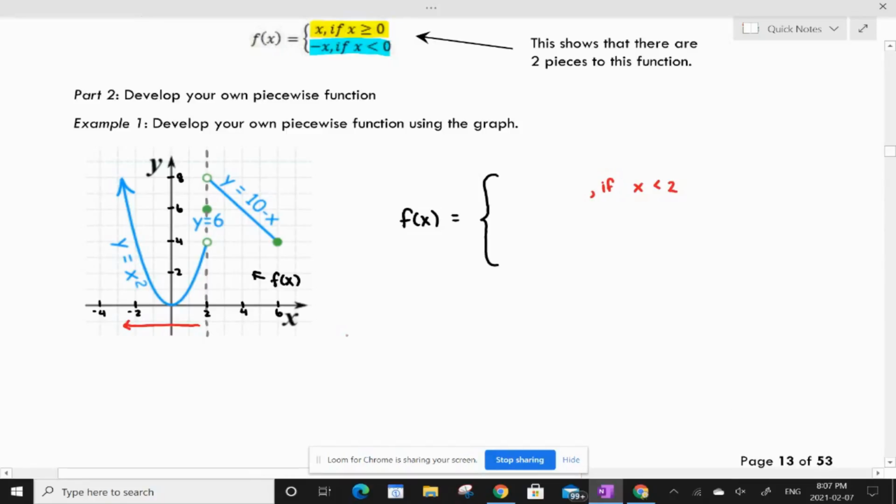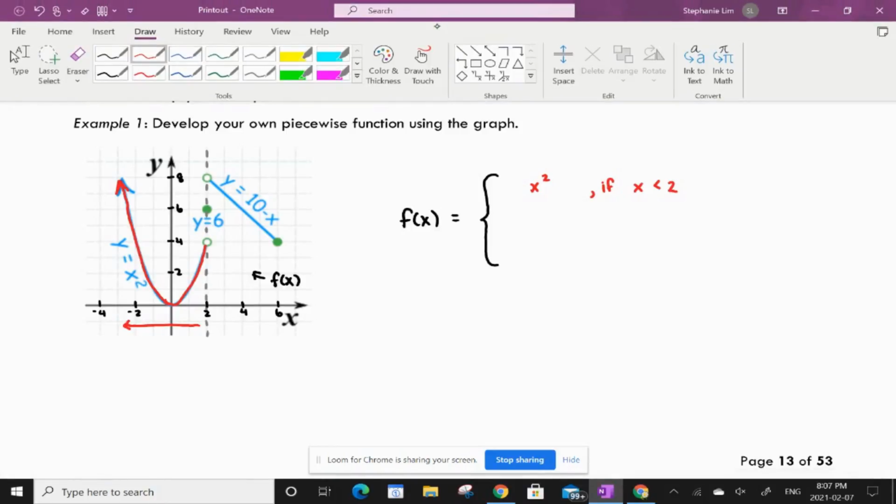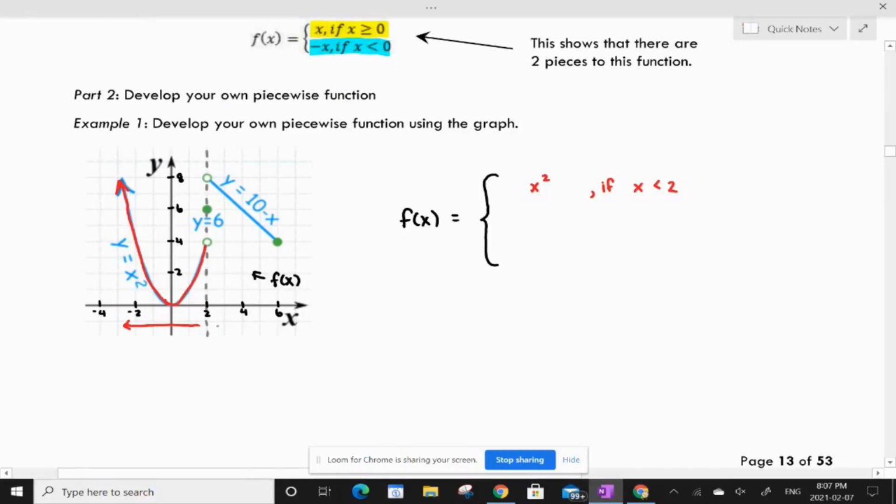So if I'm taking a look at that portion there, I notice that on the left-hand side of 2, I've got this parabola. So that means when x is less than 2, the portion of the graph can be described by x squared. And then I notice I also have everything to the right of x equals 2. So if I'm dealing with everything to the right of x equals 2, that means I'm dealing with if x is greater than 2.